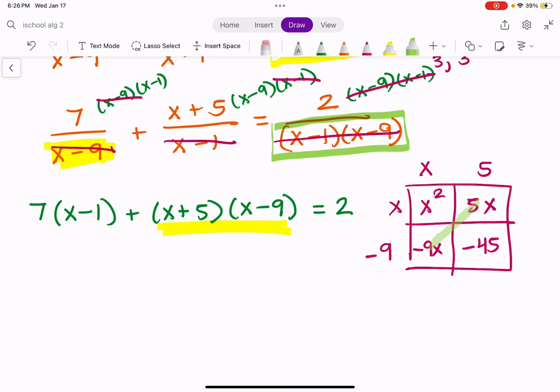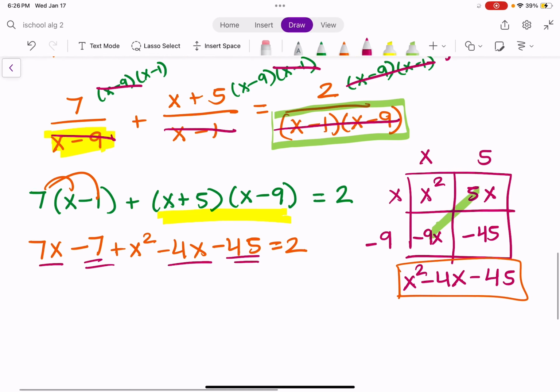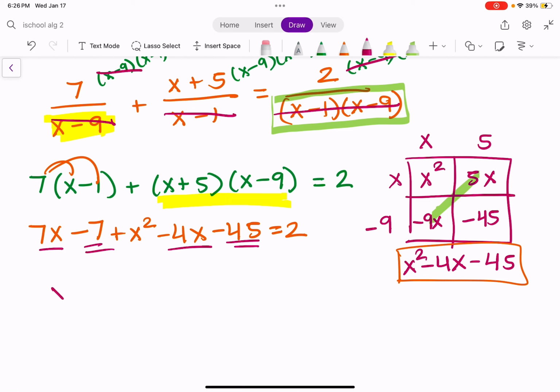I can combine these. So I have x squared minus 4x minus 45. And then this, obviously, I'm going to just distribute. So I end up having 7x minus 7. Now I'm going to write this. Plus x squared minus 4x minus 45 equals 2. Let's combine like terms. So I'm going to write the x squared first because that's how I usually see it. 7x minus 4x is positive 3x. Negative 7 minus 45 is negative 52, and that equals 2.